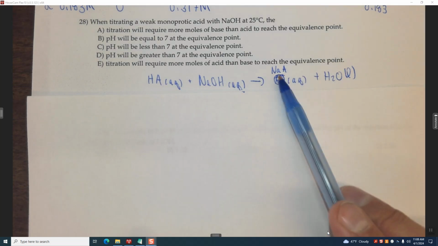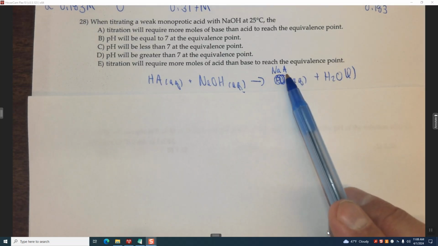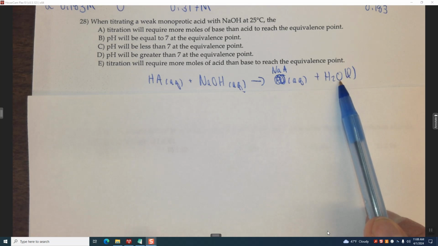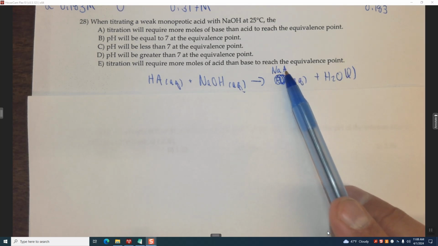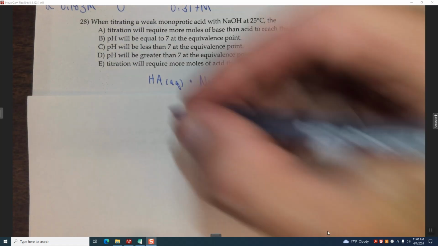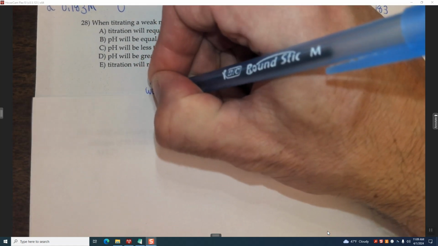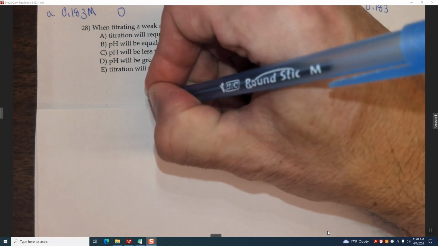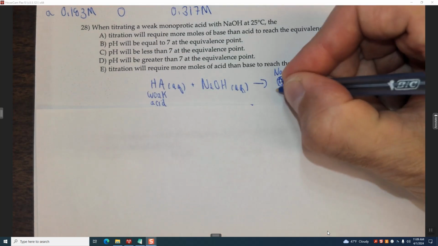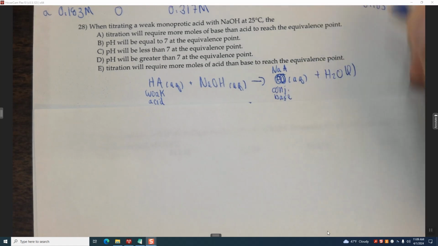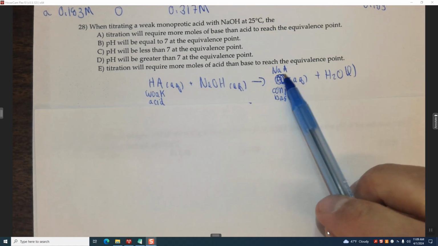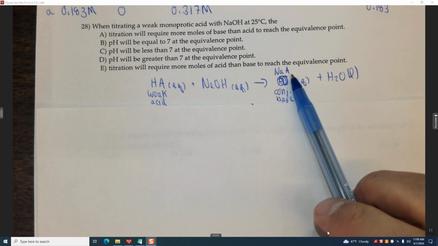So what's in solution? NaA, or A minus, and H2O. Na is just a counter ion. So we have A minus in solution. This is a weak acid. This is its conjugate base. So what do we have in solution? What we have in solution is the conjugate base of a weak acid.